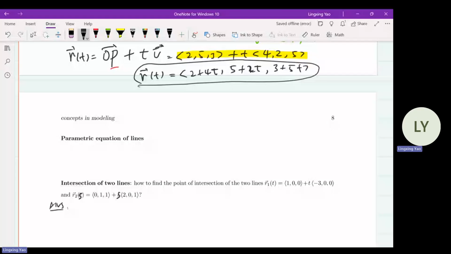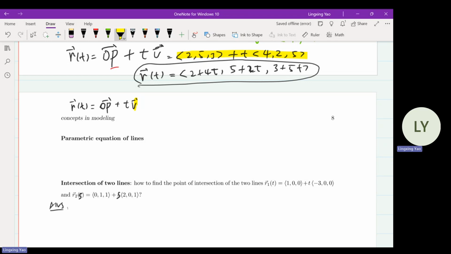All right, let's look at another problem for this parametric equation of lines. Remember, the general form for the parametric equation of lines that is written in this vector form is given by this. And here a point P is on the line, and then this vector V is the so-called projection vector the line is pointing at.